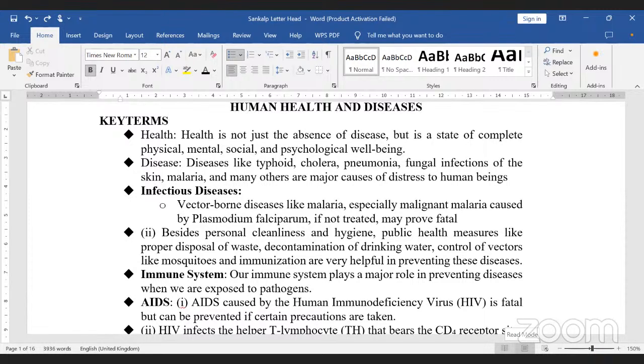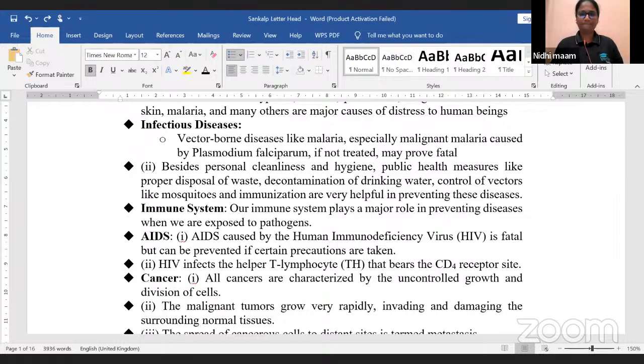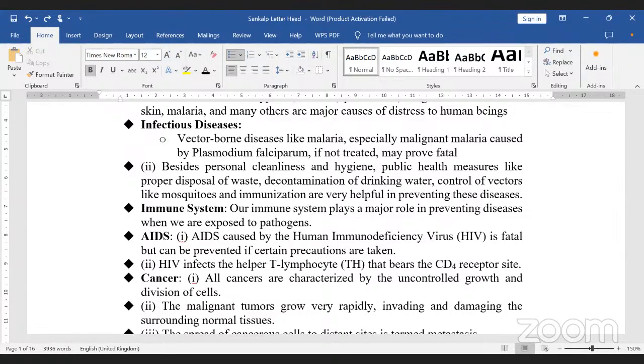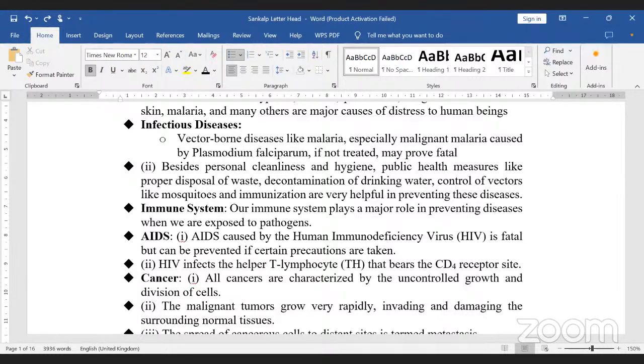Health is not just the absence of diseases, but is a state of complete physical, mental, social, and physiological well-being. Diseases like typhoid, cholera, pneumonia, fungal infections of the skin, malaria, and many others are major causes of distress of human beings. Infectious diseases, vector-borne diseases like malaria, especially malignant malaria caused by Plasmodium falciparum, if not treated, many prove fatal. Besides personal cleanliness and hygiene, public health measures like proper disposal of waste, decontamination of drinking water, control of vectors like mosquitoes, and immunization are very helpful in preventing these diseases.